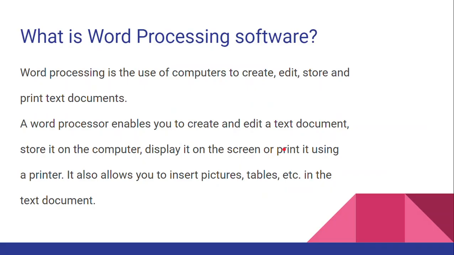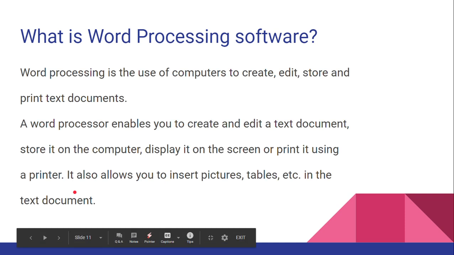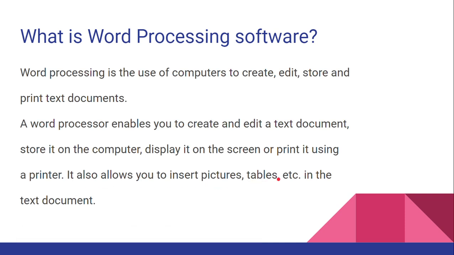In order to explain it in a much better way, here are the bulleted points about what a word processing software is. A word processing software is used to create, edit, store, and print text documents. That is, it helps us to create and edit a text document, store it on the computer, display it on the screen, or print it using a printer. Remember that it also allows you to add pictures, tables, etc.